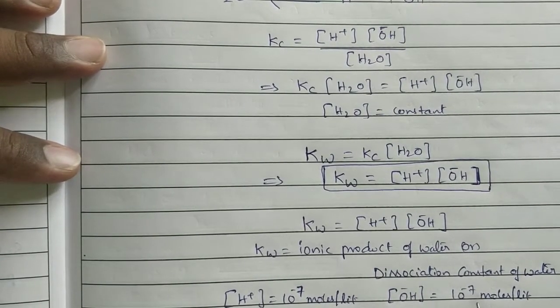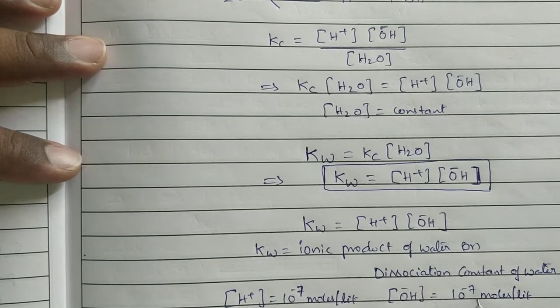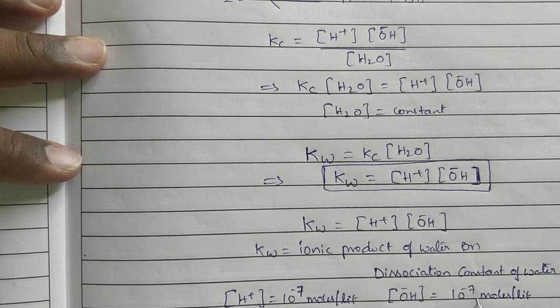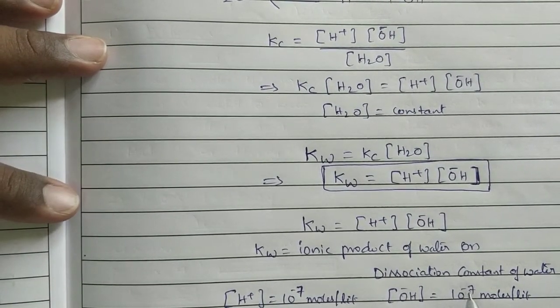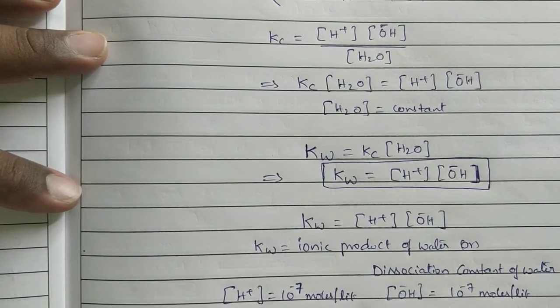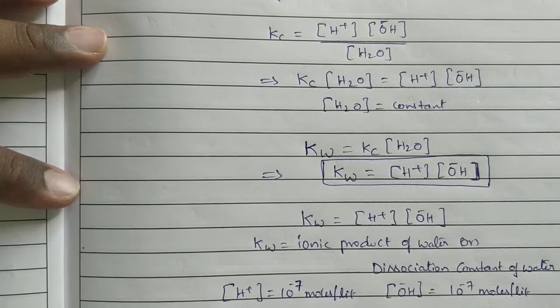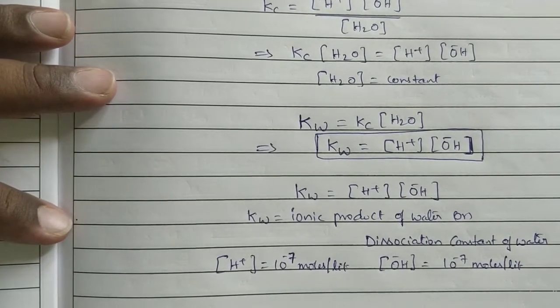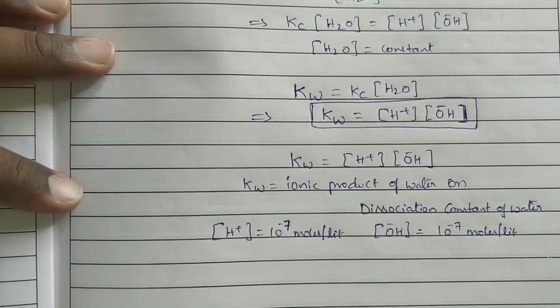10 power minus 7 means 0.0000001. 0.01 itself is a very low value, so you can understand it is very low dissociation. Okay? Anyways, we got the values. Concentration of H plus equal to 10 power minus 7. Concentration of OH minus equal to 10 power minus 7.